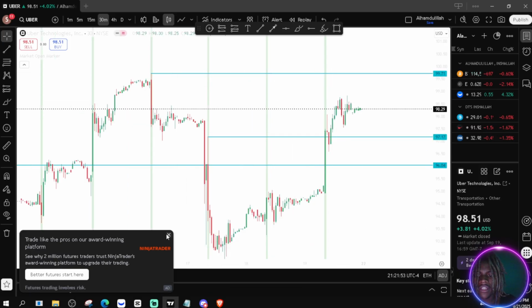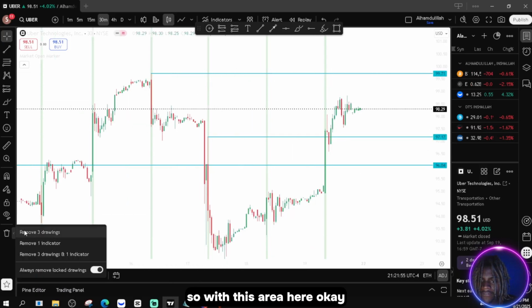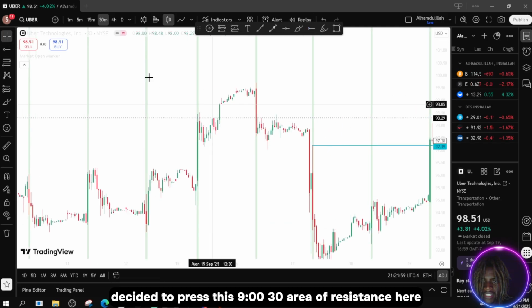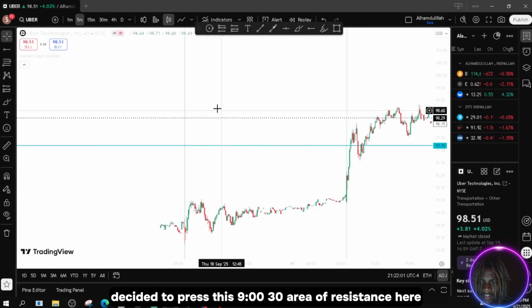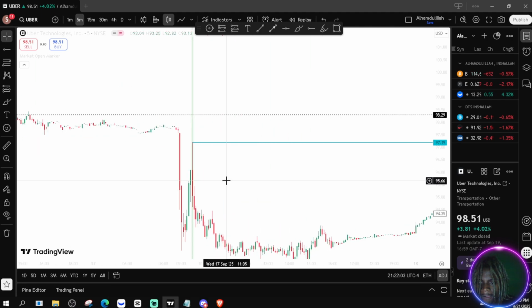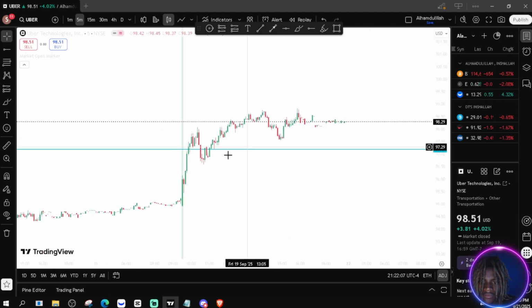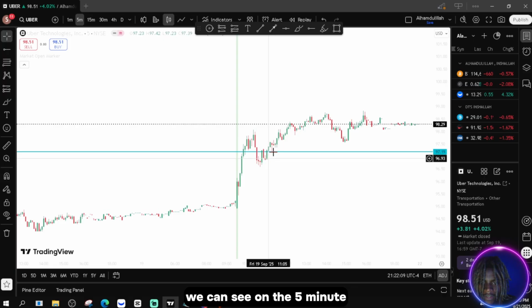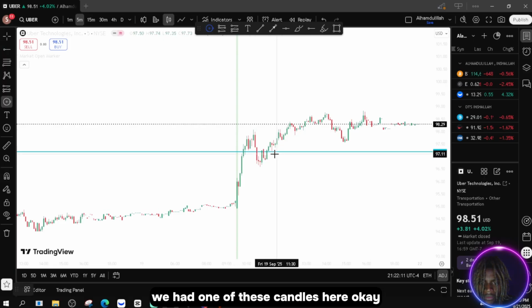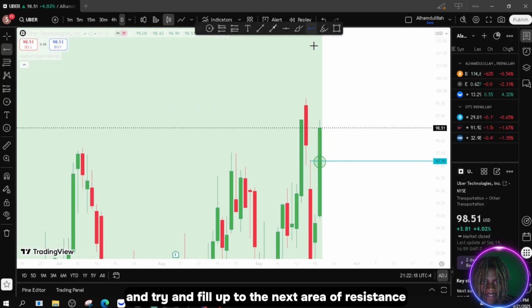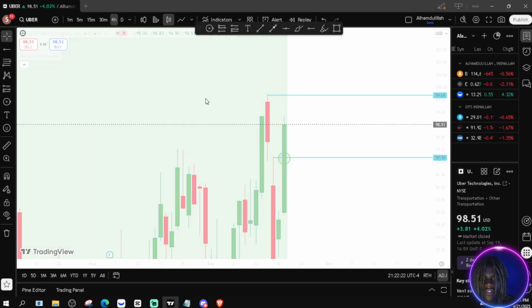Okay. So with this area here, okay, this was cool. Could see price here decided to pass this 930 area of resistance here. Okay, 930 resistance. Price even retested off of it here. We can see on the 5 minute, we had one of these candles here. Okay, price retested off of it. I believe we're definitely going to go ahead and try and fill up to the next area of resistance at the very top here. Okay.